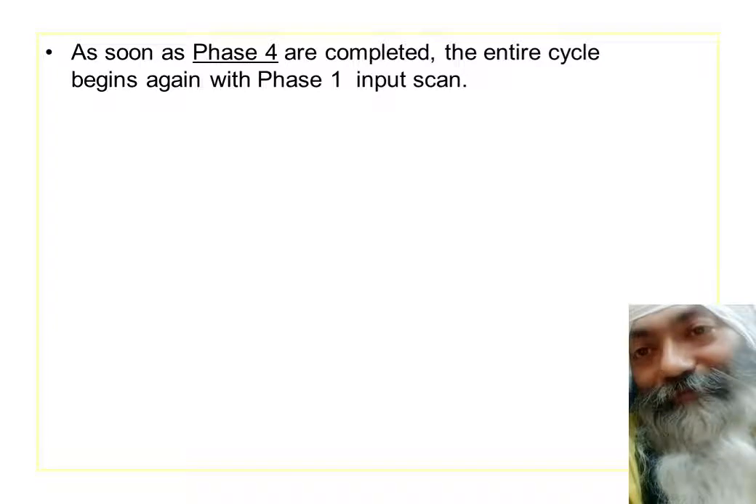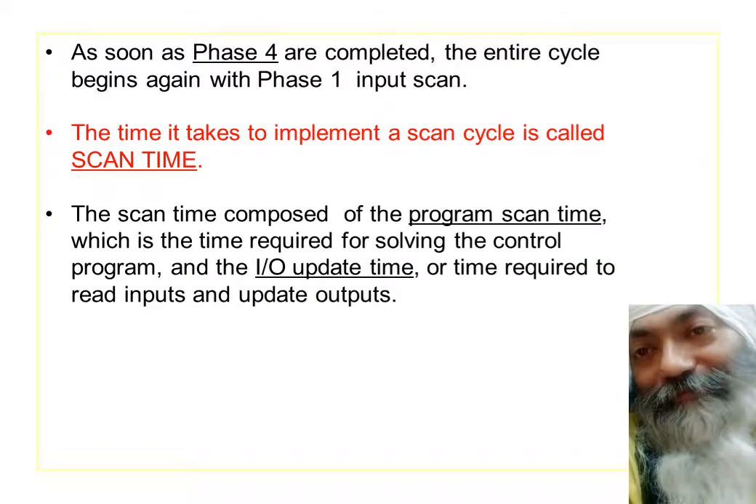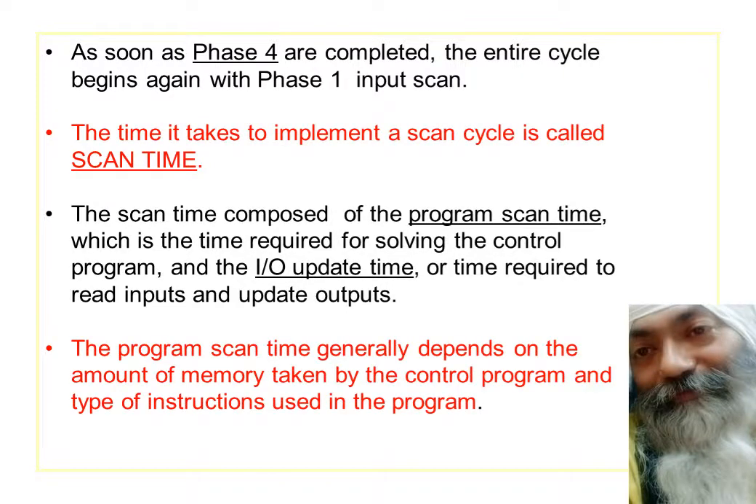So once phase 4 is completed, the entire scan again begins with phase 1, and the total time taken for this entire cycle is called scan time. And this scan time, as I just mentioned, is composed of program scan time, which is the time taken to solve the control program, and the input output time, plus also included are the diagnostics, and some idle time in between. This total time is called scan time.